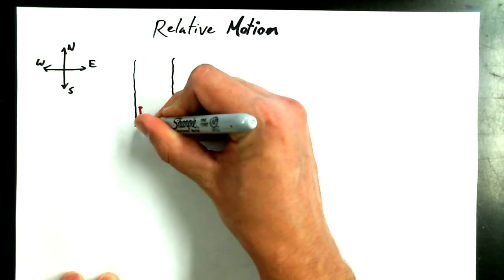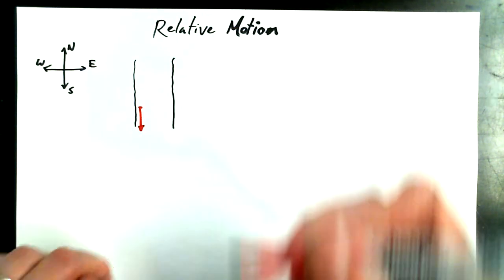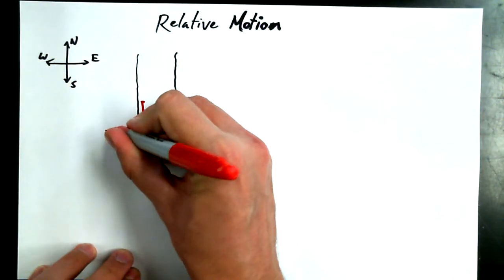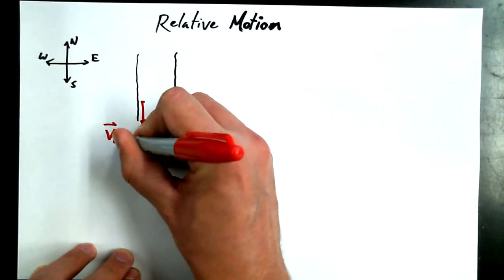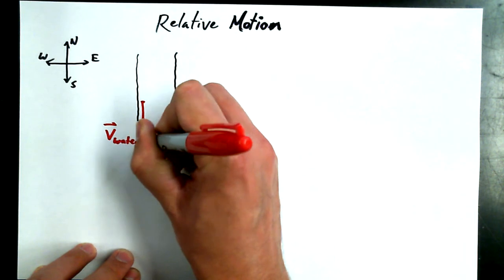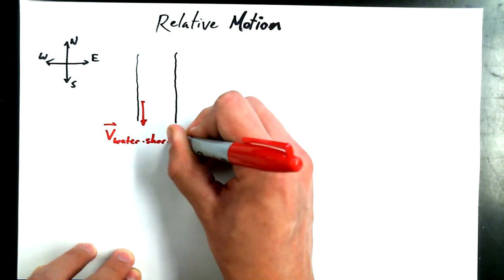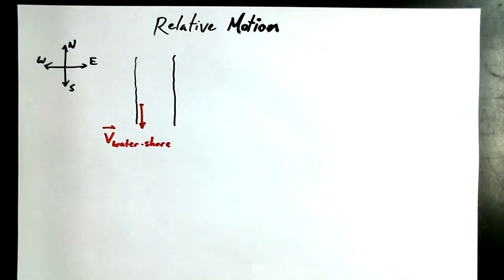I'm going to draw an arrow here to show the flow rate of the water. And I'm going to label that arrow. I'm going to call it the velocity of water dot shore. And what that means, the code here, is velocity of water relative to the shore. The dot means relative to in this context, okay? In the subscript, we've got water dot shore. That means velocity of water relative to shore.